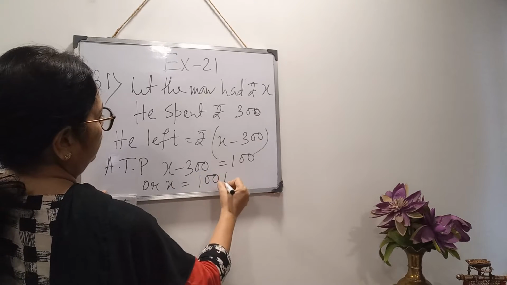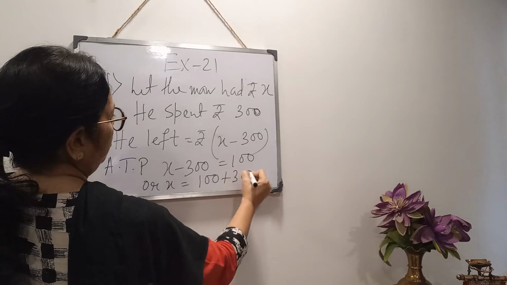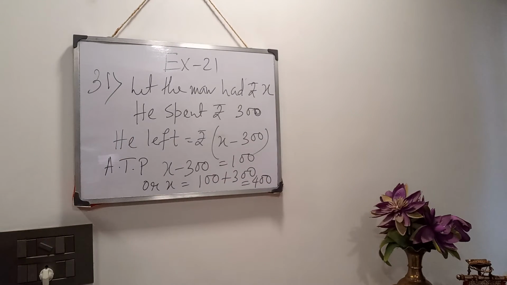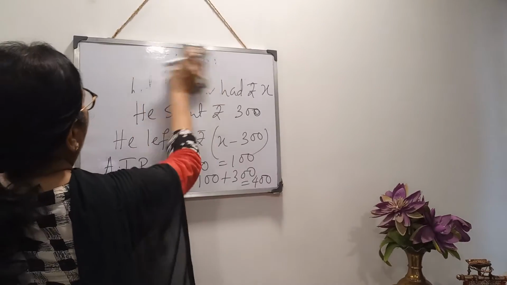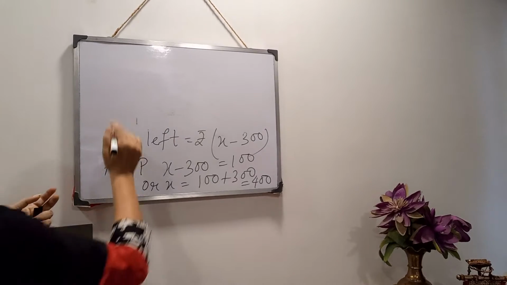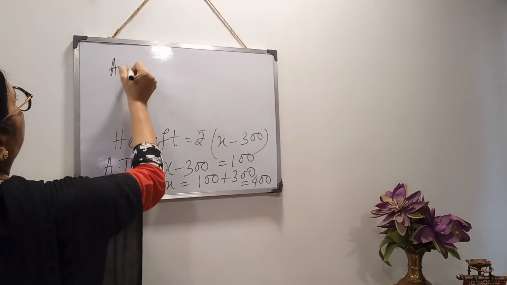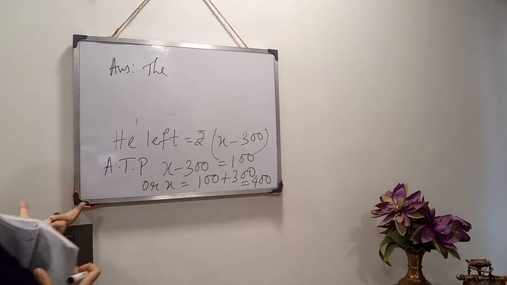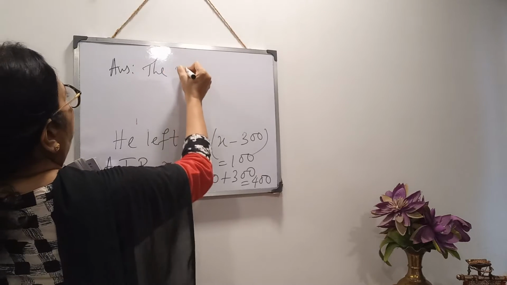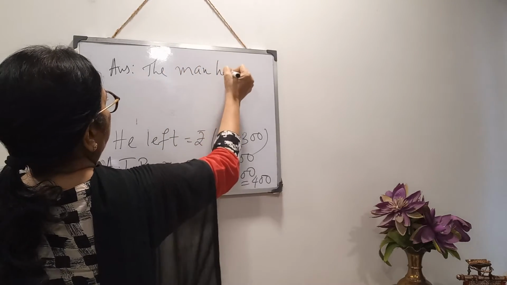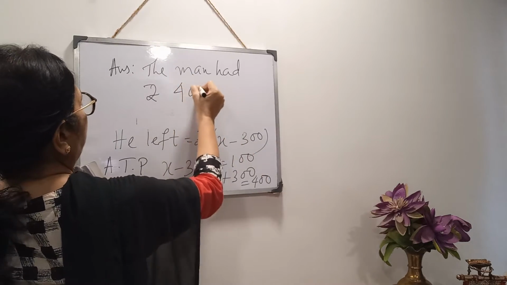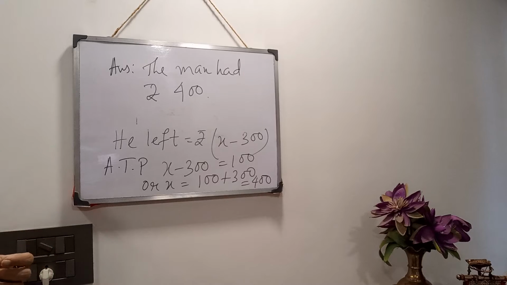minus that side it is going becoming plus. So 400. So it is problem sum. You have to write down the answer in full sentence, otherwise 1 mark will be deducted. Answer: the man had rupees 400.